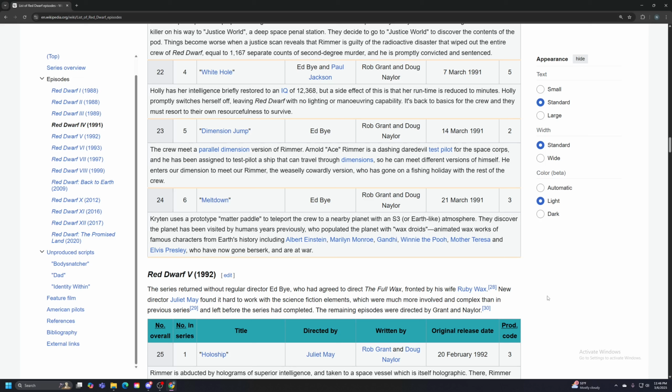Episode 6, Hold Down. Crichton uses a prototype matter paddle to teleport the crew to a nearby planet with an S3 or Earth-like atmosphere. They discover the planet has been visited by humans years previously, who populated the planet with wax droids, animated wax works of famous characters from Earth's history, including Albert Einstein, Marilyn Monroe, Gandhi, Winnie the Pooh, Mother Teresa, and Elvis Presley, who have now gone berserk and are at war.